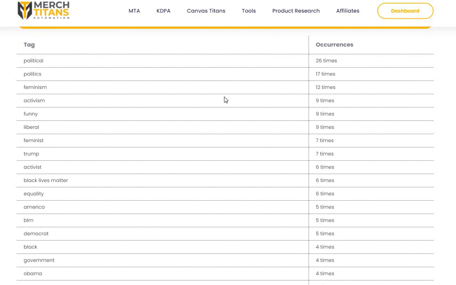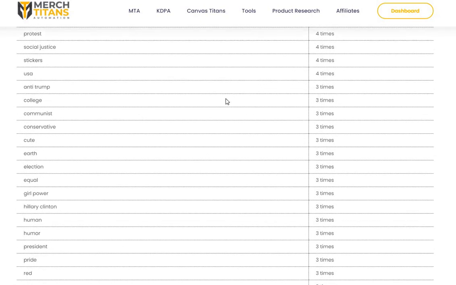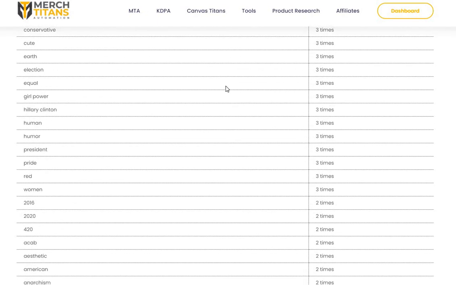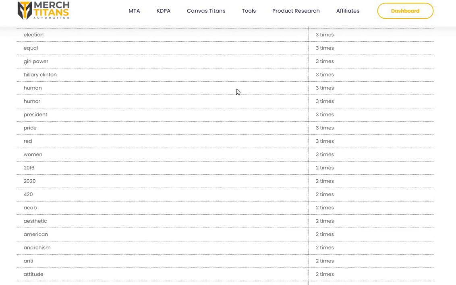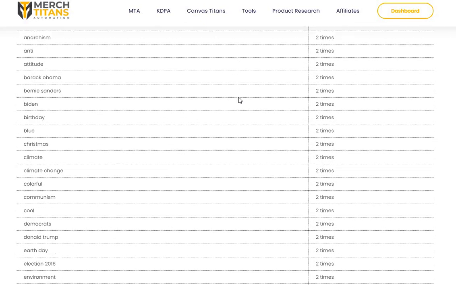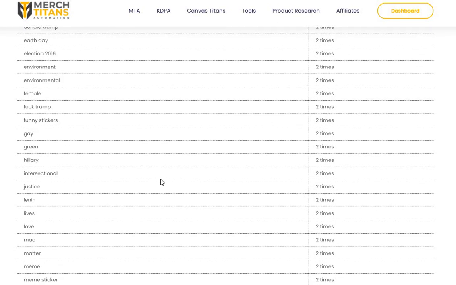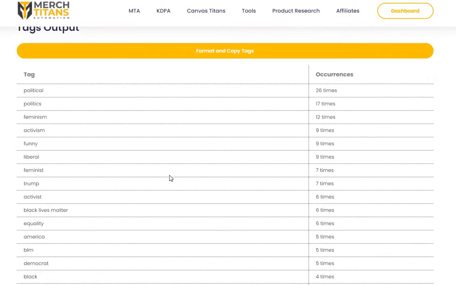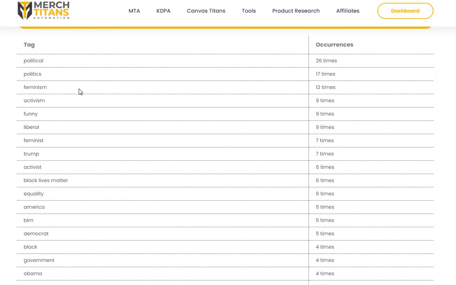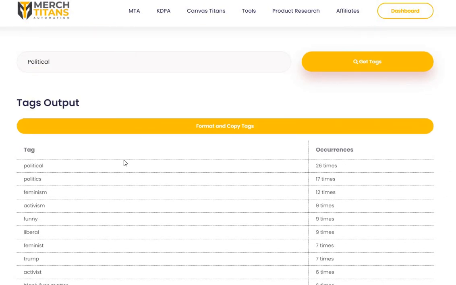So this is it. Again, let's do the same thing. I'll just go through the process. I know it might be a little slow or boring for some of you guys, but whoever's interested in these keywords and search terms, they will find this extremely helpful, and I completely understand. Oh, there's Obama coming up, Biden, birthday, climate, Donald Trump, F Trump. I don't know if I can swear on YouTube. Okay. So let's see. Political, politics, feminism, activism, funny, liberal, feminist, Trump activist. So a lot of activism, feminism, isms, Democrat, government, Obama, Black Lives Matter. So interesting stuff. Okay, thank you for that suggestion.